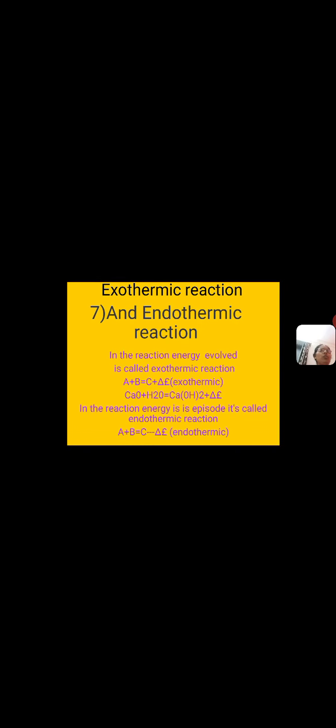Next is the exothermic reaction and endothermic reaction. It is also simple. Exothermic means, therm means heat, heat energy. Exothermic means evolved heat energy, and the opposite is endothermic. Endo means gain of heat energy. In exothermic reaction, energy is evolved, so it is called exothermic reaction.